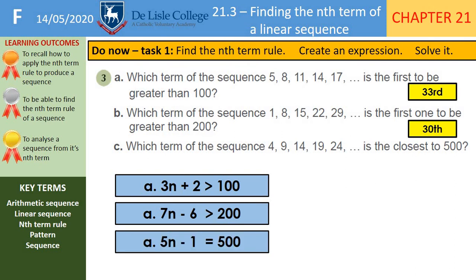Now this one's a bit different, because it says which term of the sequence is the closest to 500. So you'd put equals 500 here, and then you would find the two values it comes between, and you would substitute. So if it's the 99th and the 100th, or the 100th and the 101st, first you'd substitute them in, which is closer to 500, and it's the 100th term.